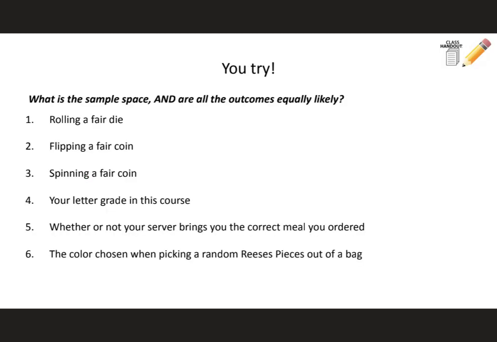Okay, so now let's just do a little bit of practice of listing out a sample space and determining if the outcomes are equally likely. So starting with number 1, it says rolling a fair die. So for our sample space, the possible outcomes when rolling a fair die would be rolling a 1, 2, 3, 4, 5, 6. And to determine if they're equally likely, we have to ask ourselves, are we any more likely to roll any of these numbers than to roll another? In that case, no. So then we would say that they're equally likely.